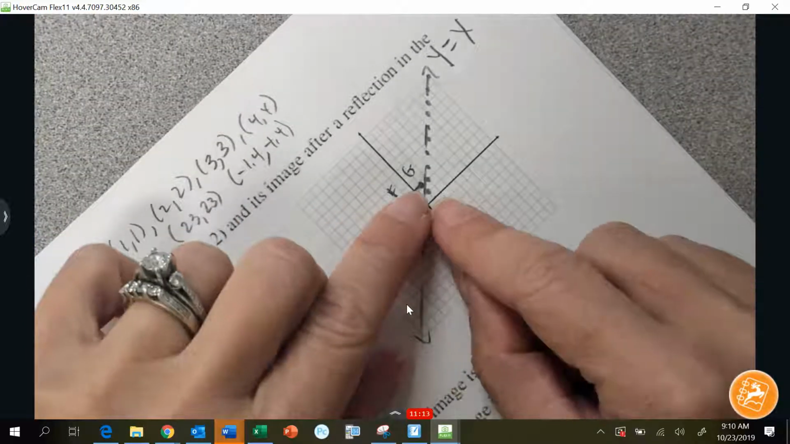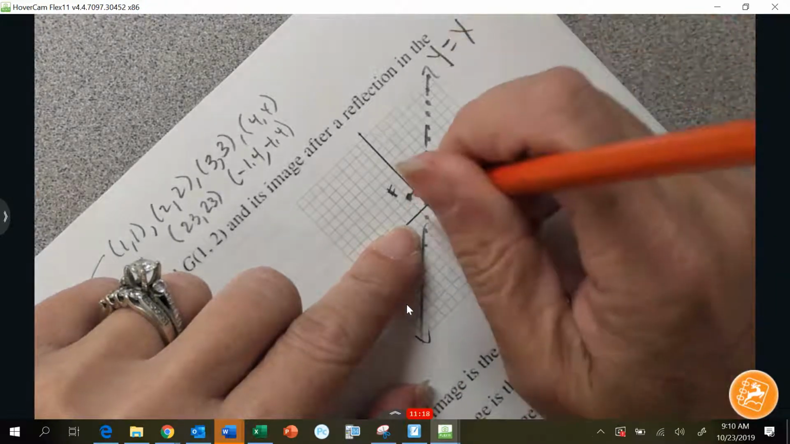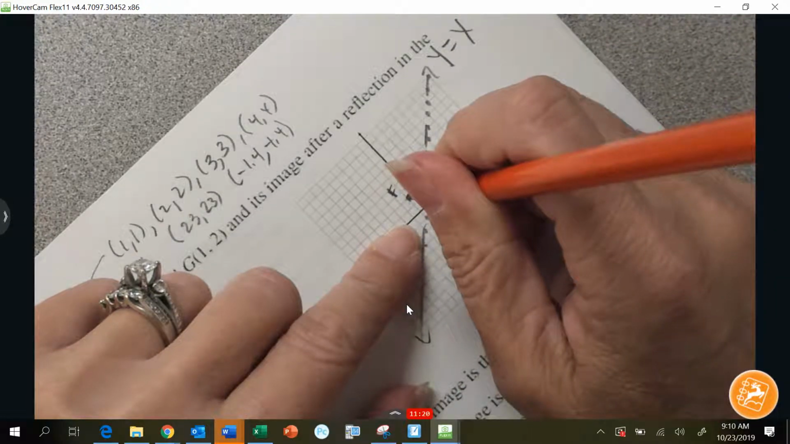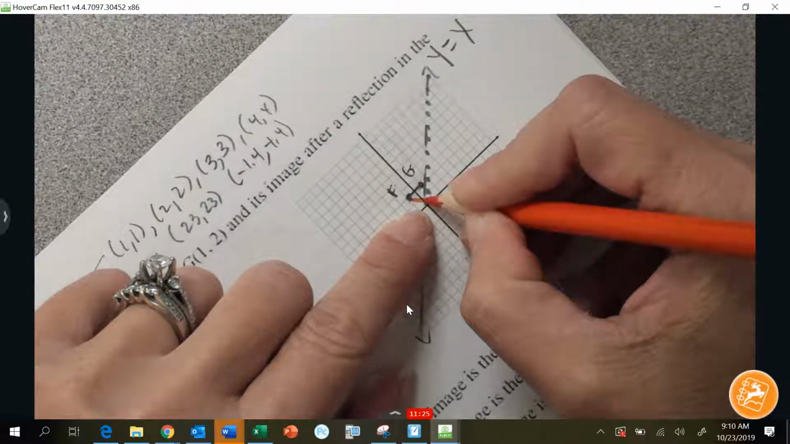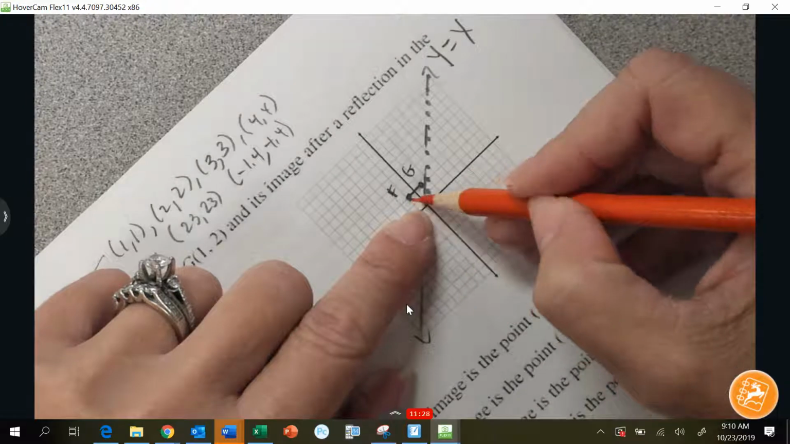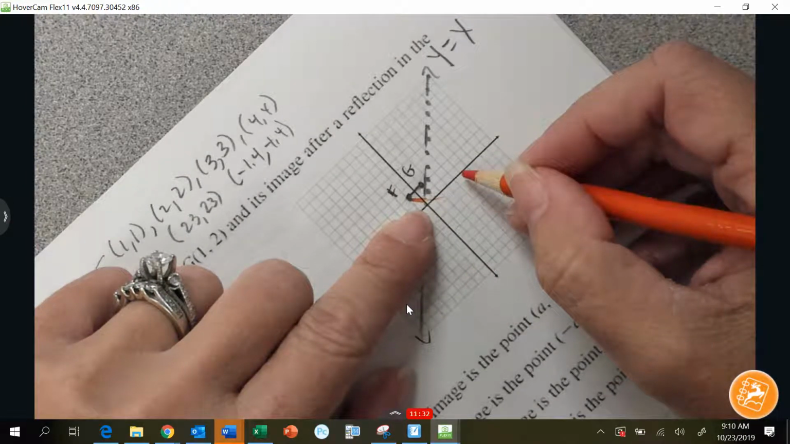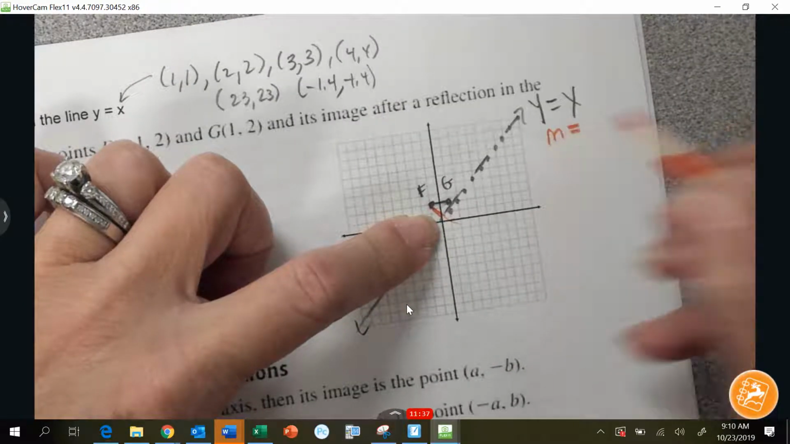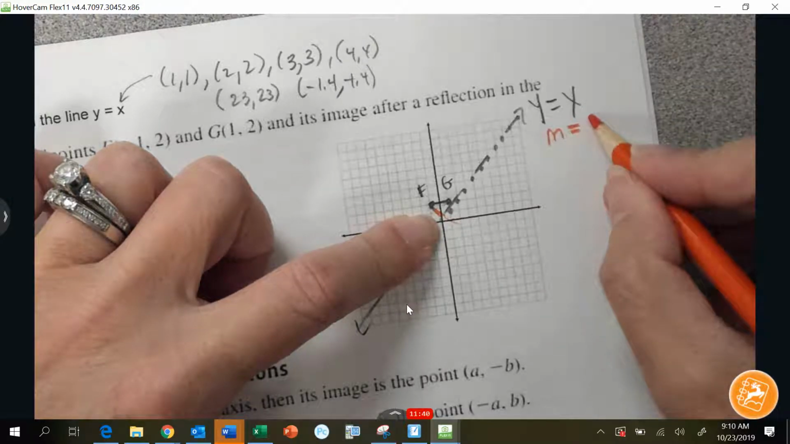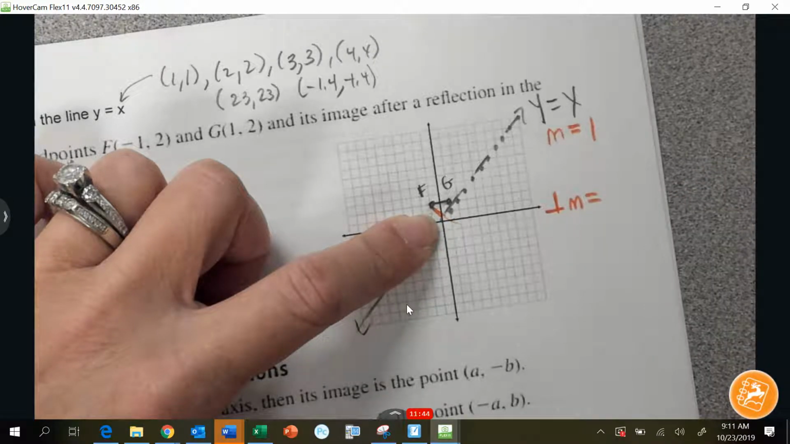So this is a little bit harder because we need to go the exact same distance away. It has to make a perpendicular line with y equals x. In order to make a perpendicular line with y equals x, what do I know about the slope? Opposite reciprocal. So what is the slope of this line? 1. So the perpendicular slope is going to be negative 1.